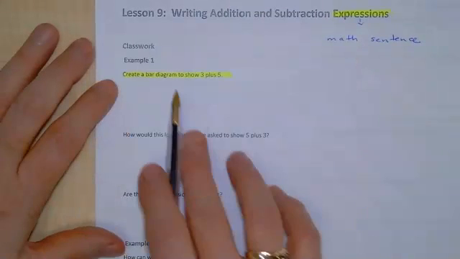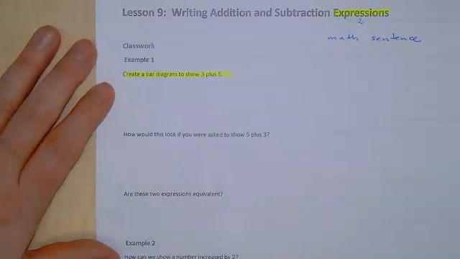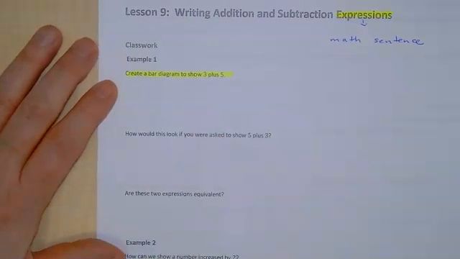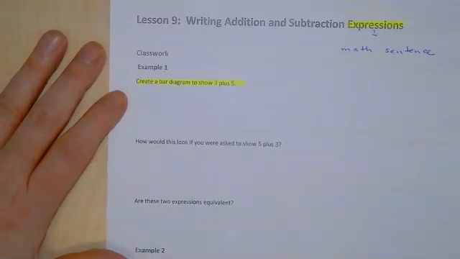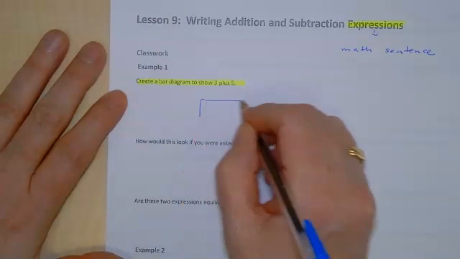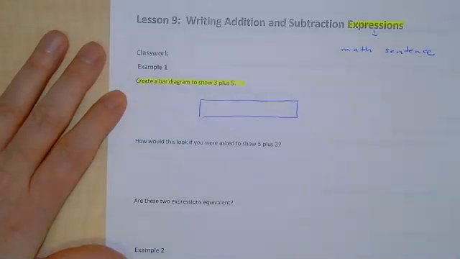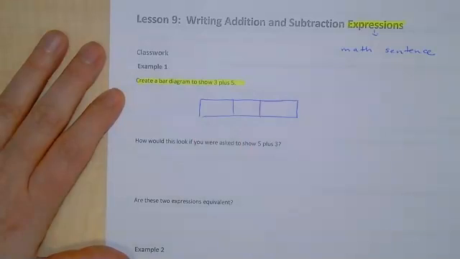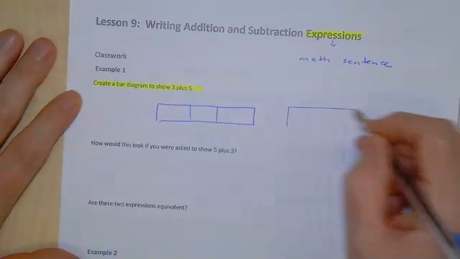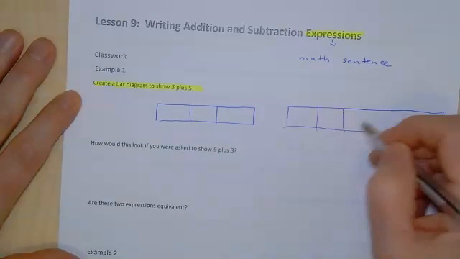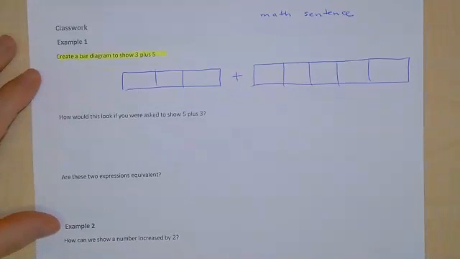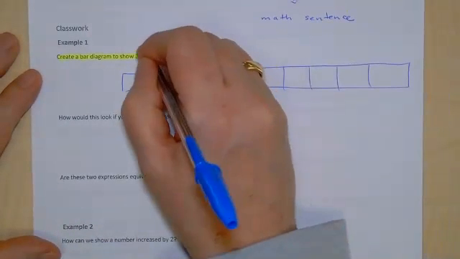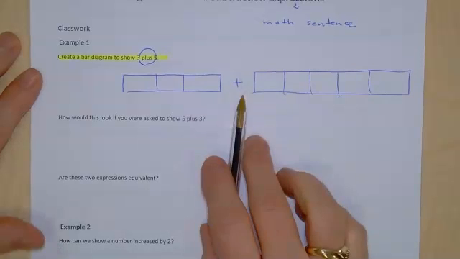Okay? We're going to draw a tape diagram to show 3 plus 5. How do you think that would look? Peyton. Two different tape diagrams, right? Okay. So there's 3. Plus 5. When they say plus, it means to add, right?